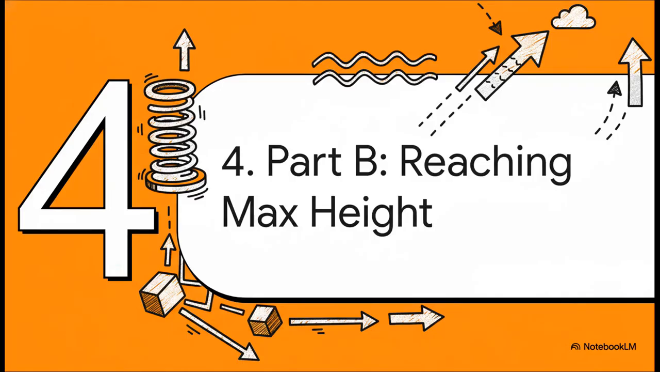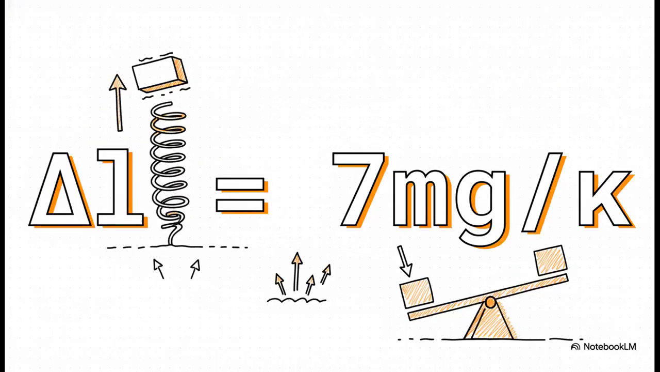Now for the second part. This time, we're given a specific amount of compression, and we've got to find how high the whole system flies. The problem hands us a specific number for this part, 7 mg over k. The very first thing a good physicist does is a quick sanity check. Remember our result from part A? We said liftoff happens if the compression is more than 3 mg over k. Well, 7 is definitely bigger than 3, so we know for a fact this system is going airborne.